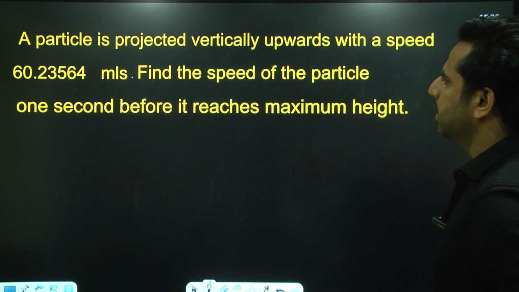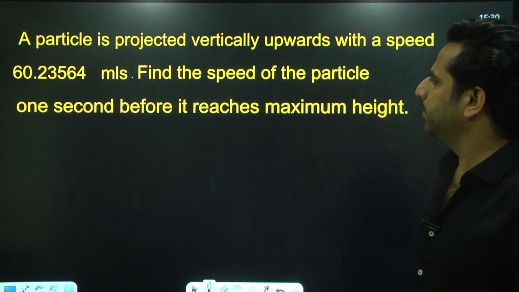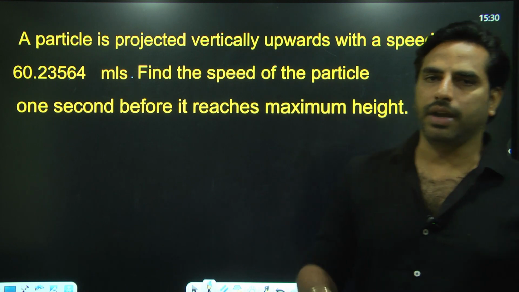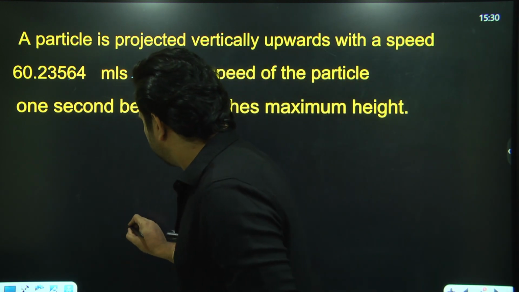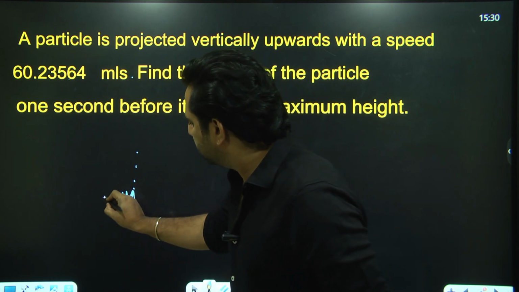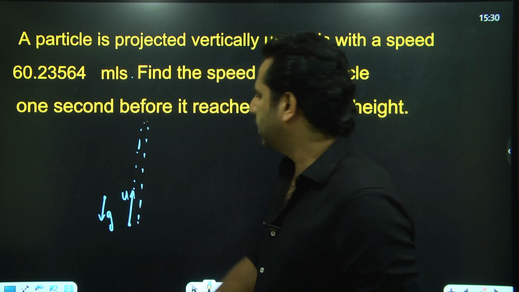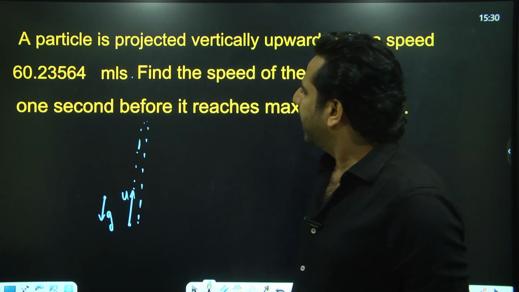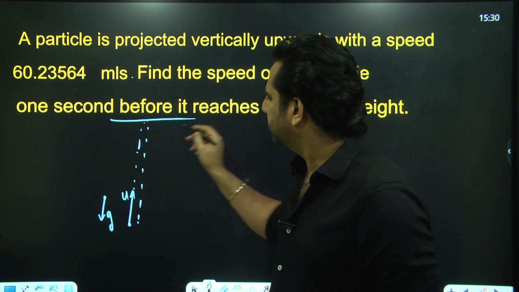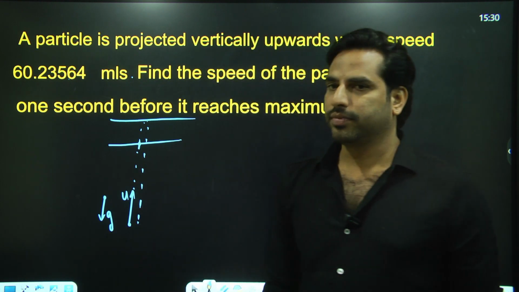Look at this question. A particle is projected vertically upwards with a speed 60.23564 meter per second. Find the speed of the particle 1 second before it reaches maximum height. When a particle is projected with certain speed u upwards, obviously the acceleration is downwards, the speed is certainly decreasing, it goes to certain maximum height and it falls down. The question is to find the speed of the particle 1 second before it reaches maximum height. So this is the maximum height, and 1 second before it reaches, it is somewhere here. So at this point, what is the speed?